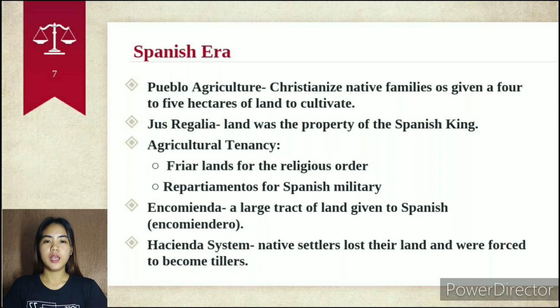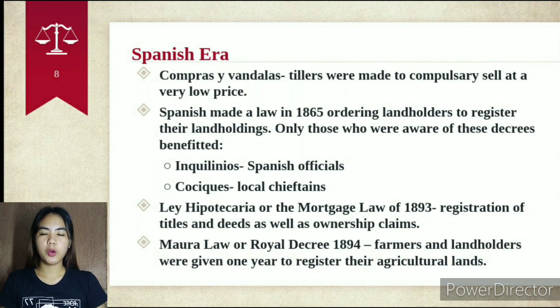In the Spanish era also, they had agricultural tenancy, wherein friars were awarded lands for the religious order, and then the repartimientos, or Spanish military, were also provided with land due to their service. We also have the encomienda, or a large tract of land given to a Spanish encomiendero, or those who managed the land. However, under the encomienda system, we have the hacienda system, wherein the native settlers lost their land and were forced to become tillers. In addition to that, we have the compras y bandala, in which the tillers were made to compulsorily sell at a very low price or surrender their harvest to Spanish authorities, and then the encomienderos would resell it for a profit.